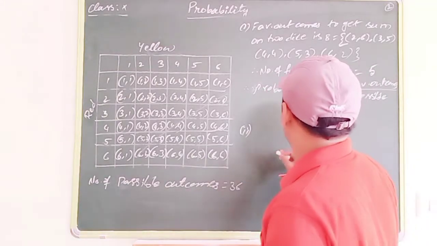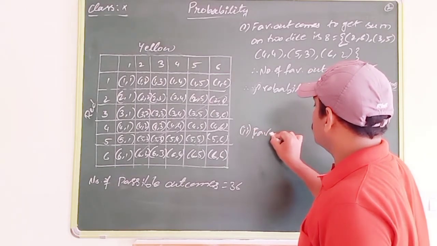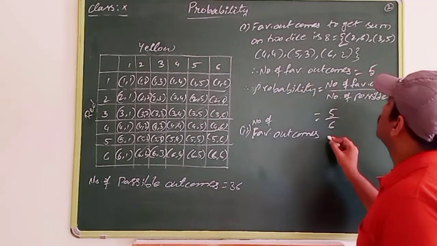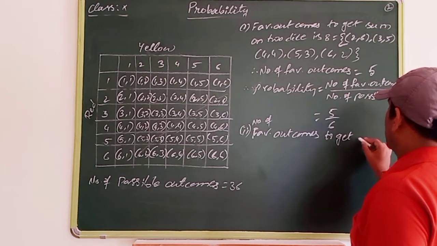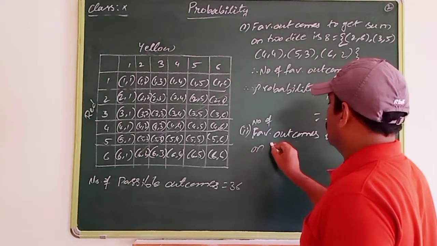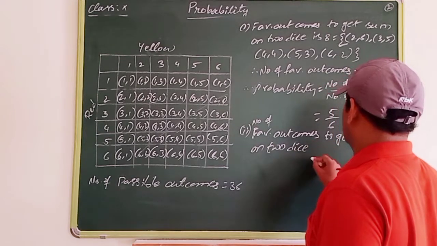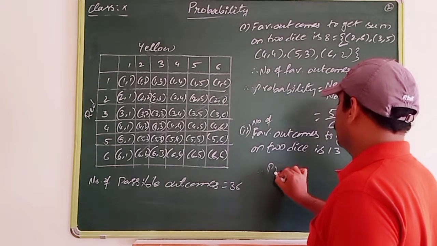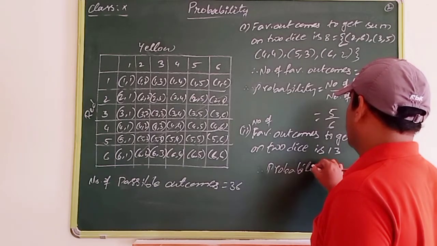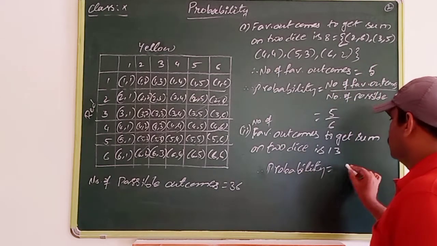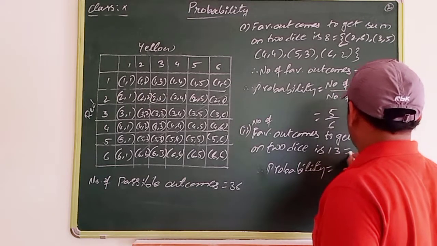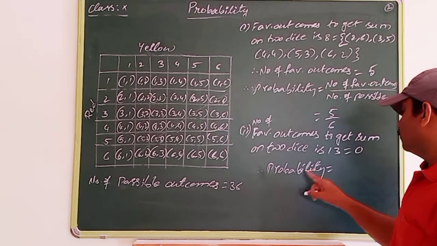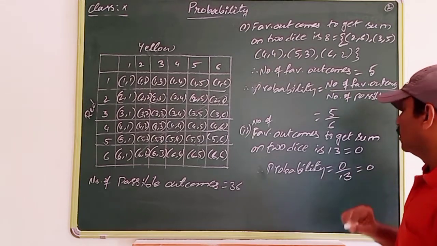So how do we write it now? The number of favorable outcomes to get sum on 2 dice is 13. Therefore, the probability is 0. The number of favorable outcomes to get the sum of the 2 dice as 13 is equal to 0. So the probability is 0 divided by 36, which is equal to 0, is the answer.